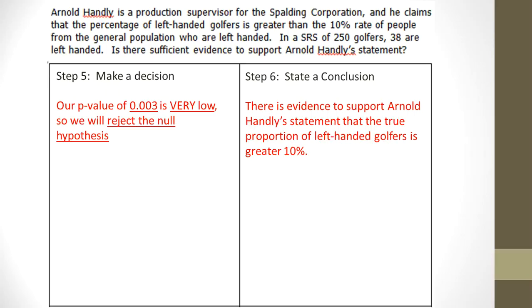Since our question asked, was there evidence? Yes, there is. And his belief was that the true proportion of left-handed golfers is greater than 10%.